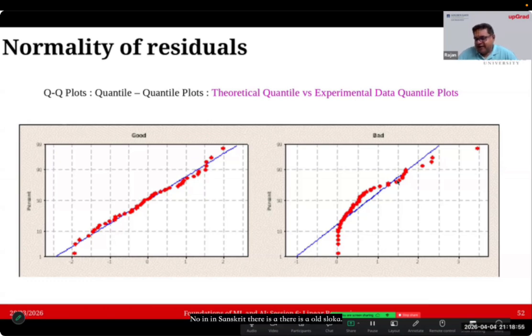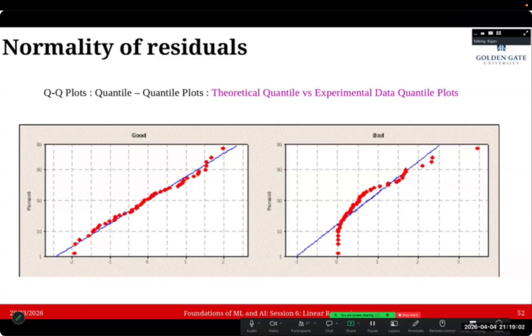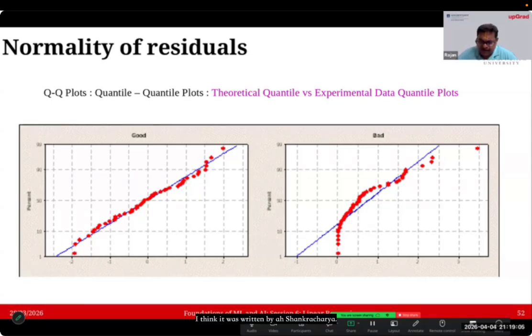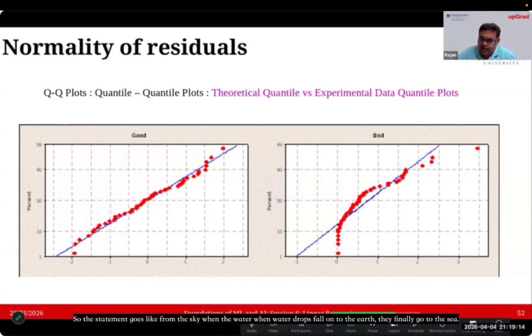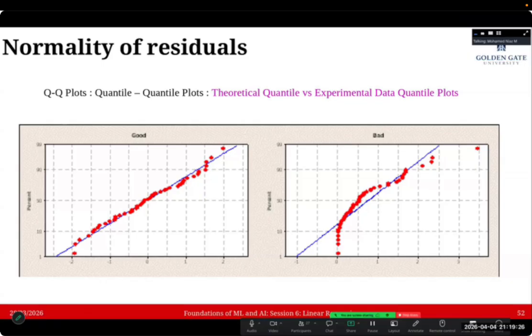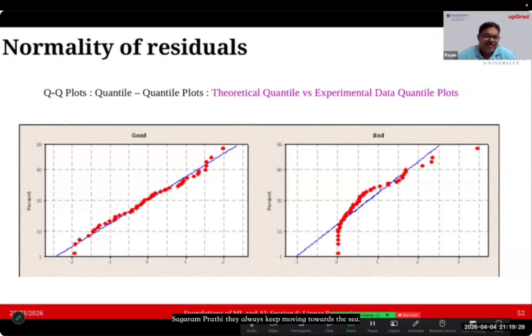No, in Sanskrit there is an old shloka. I think it was written by Shankaracharya. It goes like: Akashat patitam toyam sagaram pratigachati. The statement goes like, from the sky, when water drops fall onto the earth, they finally go to the sea. They always keep moving towards the sea. He talks about rain and how it goes towards the sea, and he connects it to theology. Let's not worry about that.